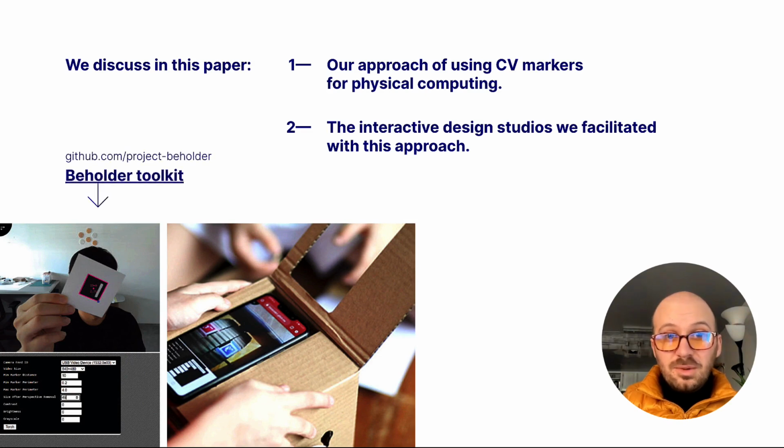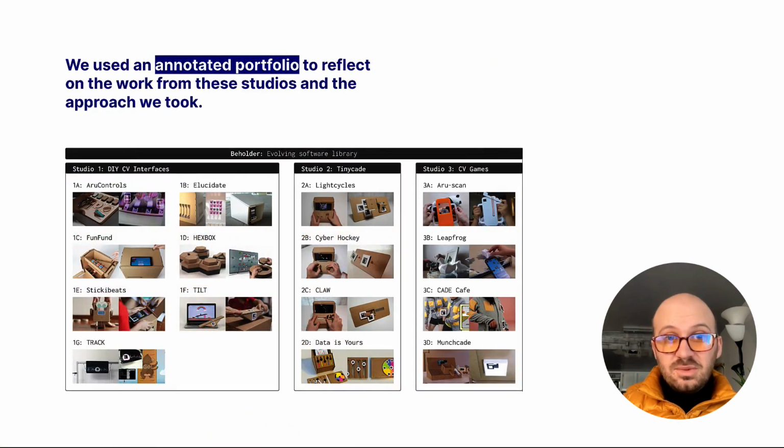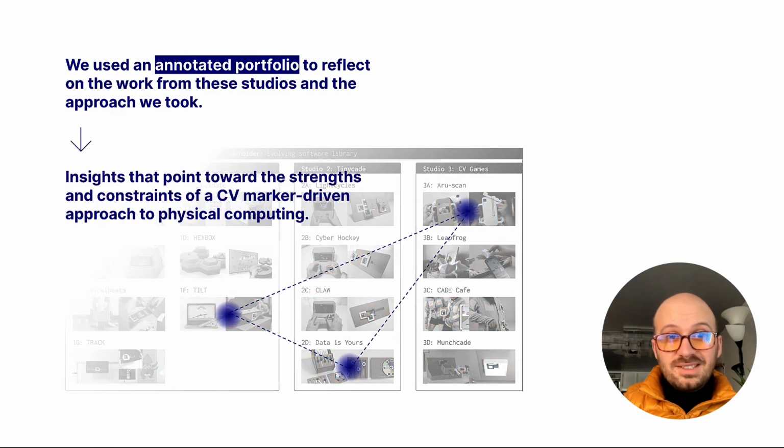To that end, we developed Beholder, a web-based programming library that leverages CV markers as a material for detecting tangible interaction. In this presentation, we will introduce the portfolio and the studios in which the portfolio projects were created. We then discuss the key insights that emerge from reflecting on this collection of work. And through these insights, we point towards the strengths and constraints of using computer vision for physical computing.